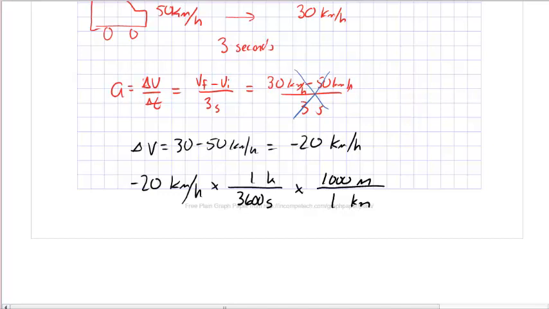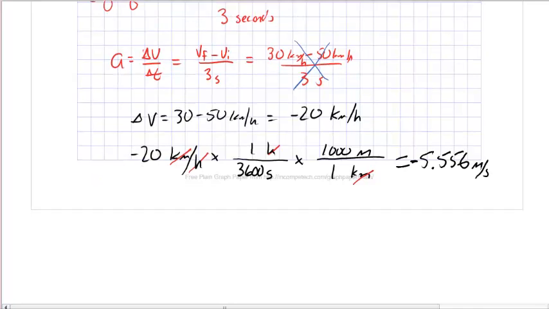This lets me cancel out units. Let me check. The hours cancel out with hours, and kilometers cancel out with kilometers, and I'm left with meters on top, seconds on the bottom. Perfect. So that gives me negative 5.556 meters per second. So there's my change in velocity.